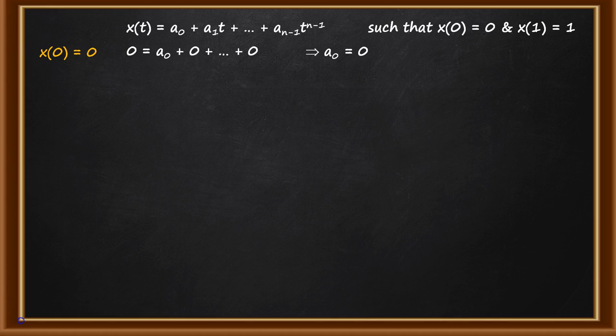The second condition is when t is equal to 1, x(t) is also equal to 1. If we put the second condition, here 1 = a0 + a1 + ... + a(n-1). Now from the first condition we have already got a0 = 0. If you put that in this equation, ultimately you will get a1 + a2 + ... + a(n-1) = 1.